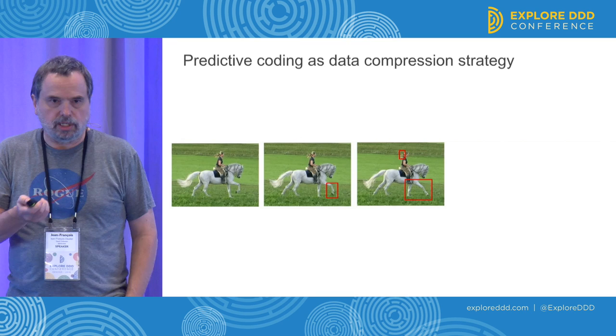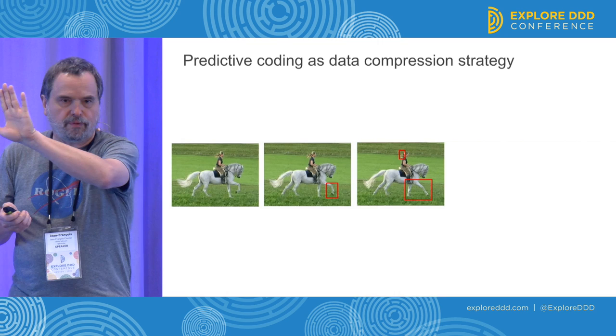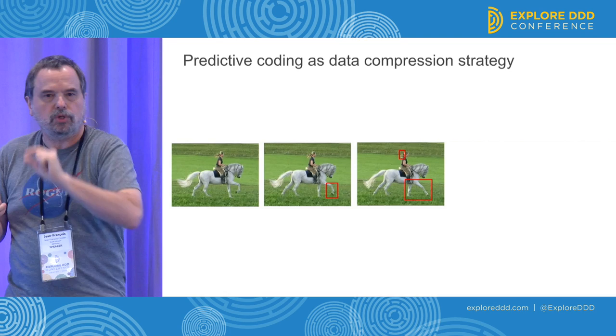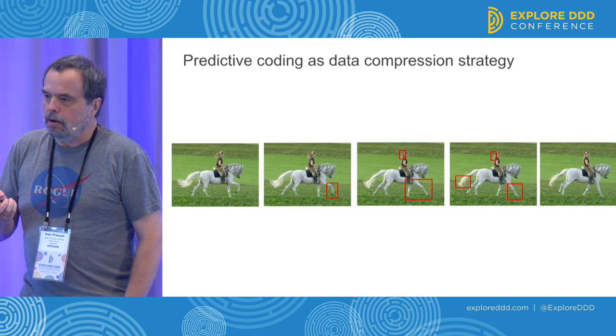It can be more complex. For example, if you're panning a scene, you will expect the panning, and then you will expect everything else to be the same, but then the horses move. So maybe that part of the leg that's moved is what you're encoding, basically. So it's a strategy for minimizing bandwidth.